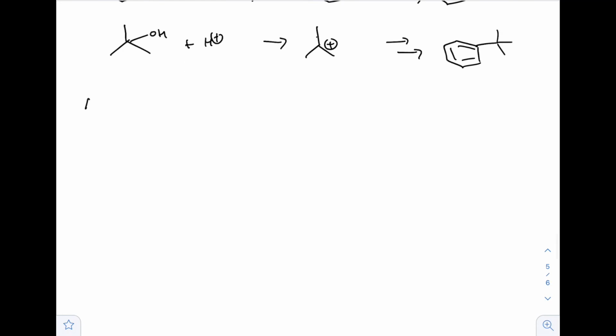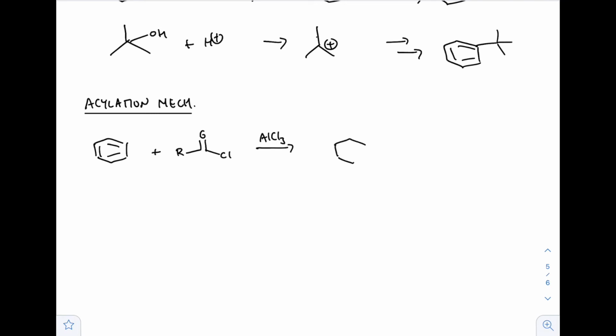So keep that in mind. Anytime, any way you choose to make a carbocation, as long as it's stable and can't rearrange, go for it. You can make the carbocation however you want and then do electrophilic aromatic substitution with it. So that is the fun part of chemistry. Lots of different ways to do the same thing, okay?